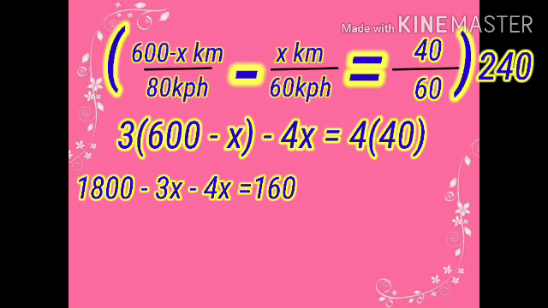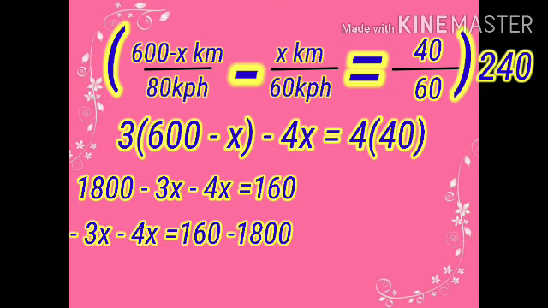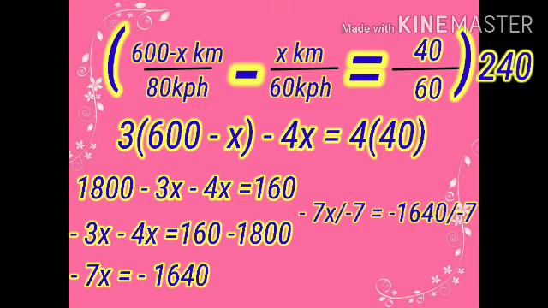So, combine like terms. Negative 3x minus 4x is equal to negative 7x, and 160 minus 1,800 is equal to negative 1,640. Dividing both sides by negative 7, the answer will be 234.29.